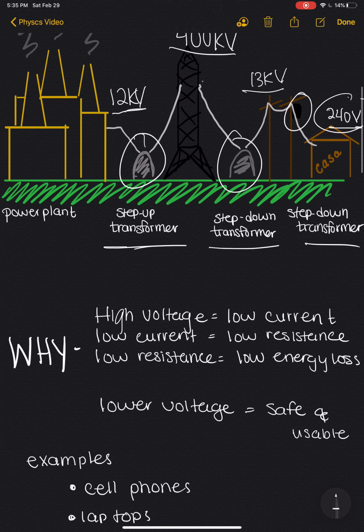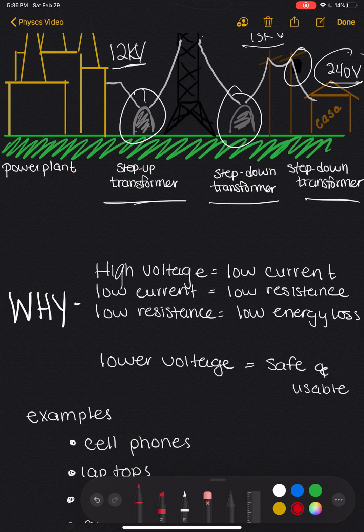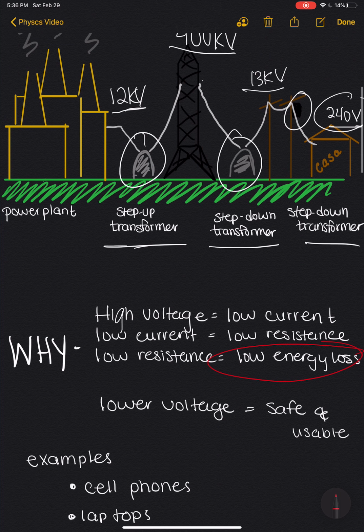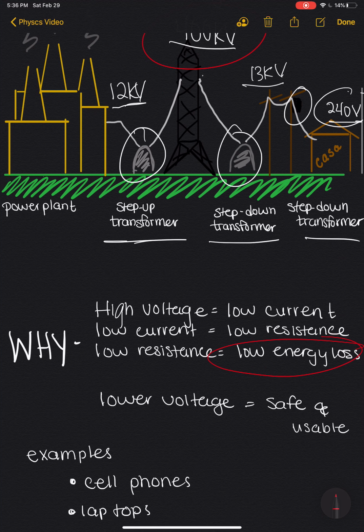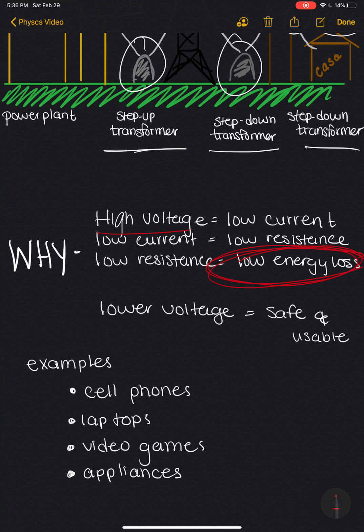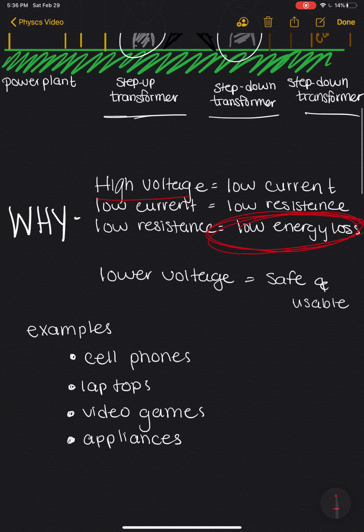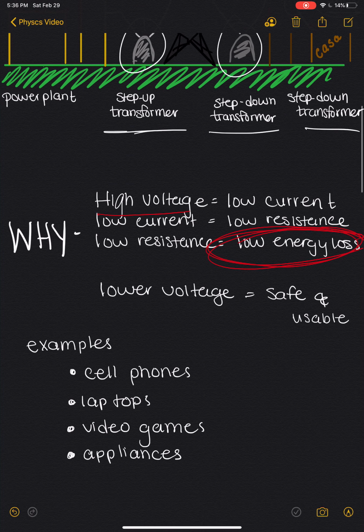Now, why do we do that? Why do we have transformers? Well, there are a couple reasons. The first reason that I can think of is low energy loss. So when we have a higher voltage, like in this case 400 kilovolts, why would we ever want to do that? Well, when we have high voltage, that means we have low current. Low current means low resistance, and then low resistance means low energy loss. So for these power companies, they can transport this power with minimal energy loss, which is very important. They can use kind of thinner wires and it helps them out a lot.